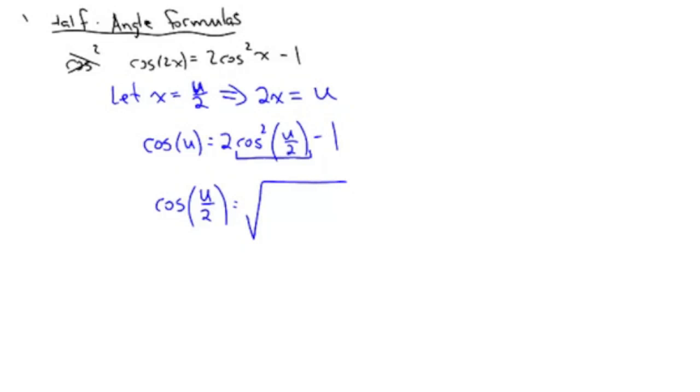So you're going to get this ugly thing: square root of 1 plus cosine of u over 2. That's ugly, I'll give you that. It's probably one of the uglier ones. Now there's a catch. There's a plus or minus here because we square rooted both sides.